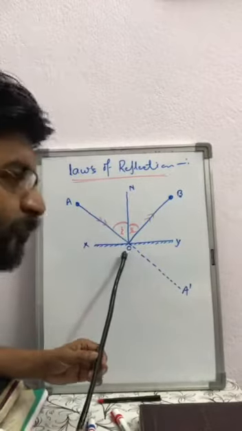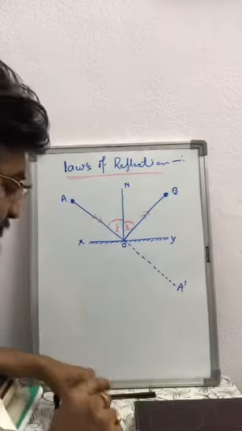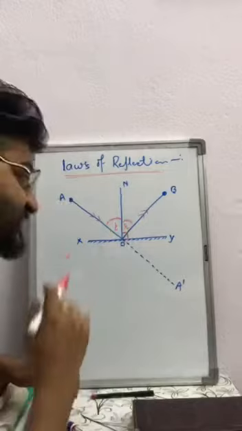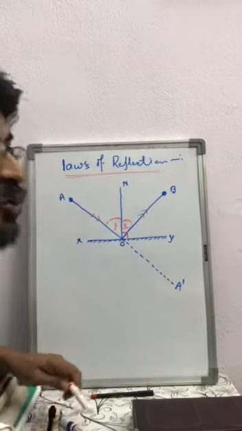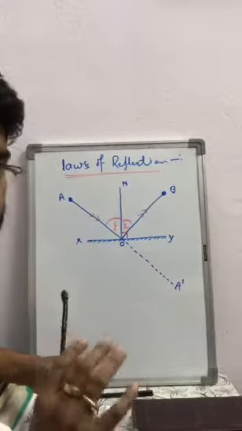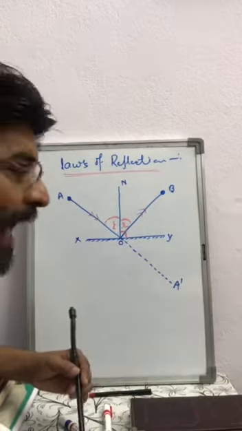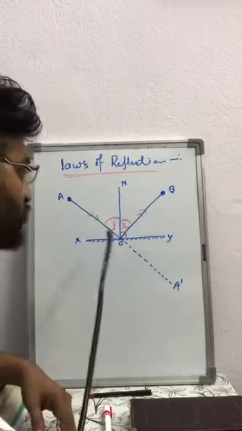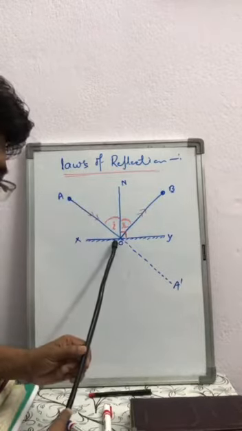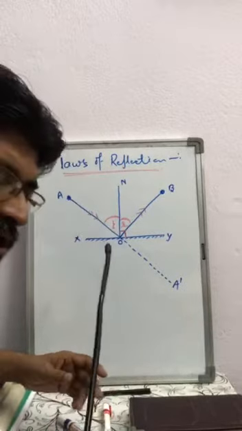And O is the point of incidence. At the point of incidence, when we draw a perpendicular on the reflecting surface, that is called the normal. So here ON is the normal. The perpendicular drawn on the reflecting surface at the point of incidence is known as the normal. Hence, we can say AO is the incident ray, OB is the reflected ray, and ON is the normal.